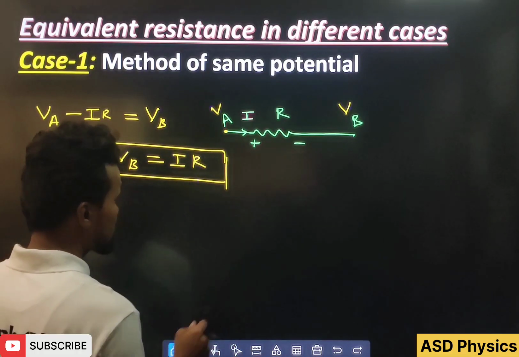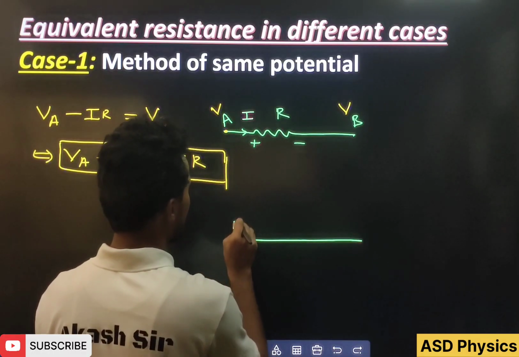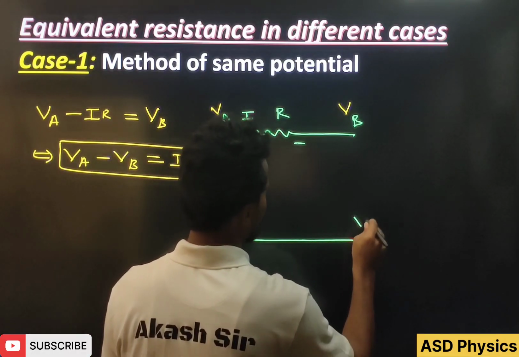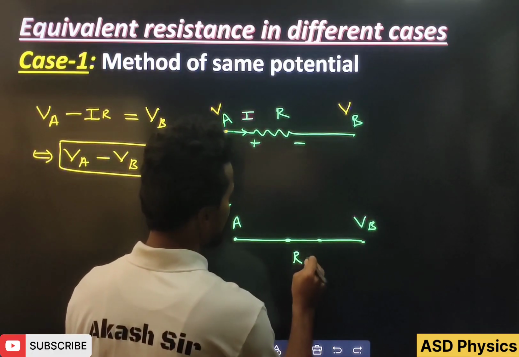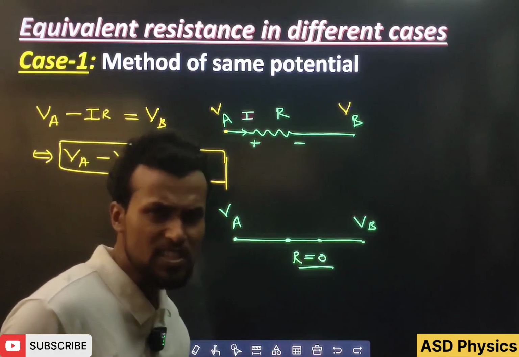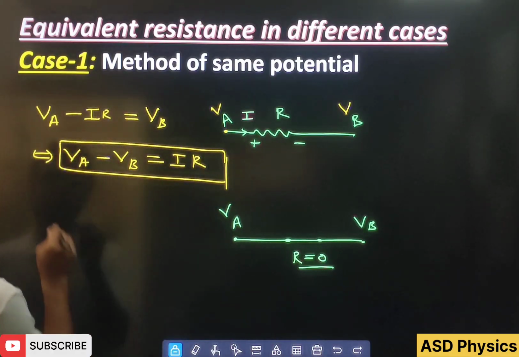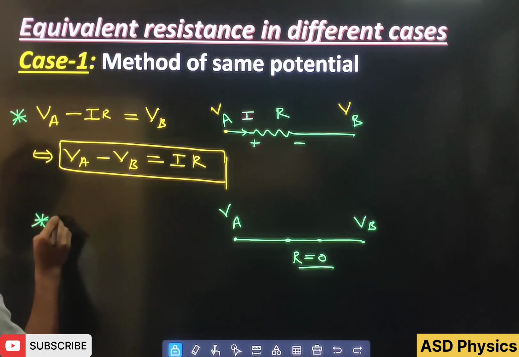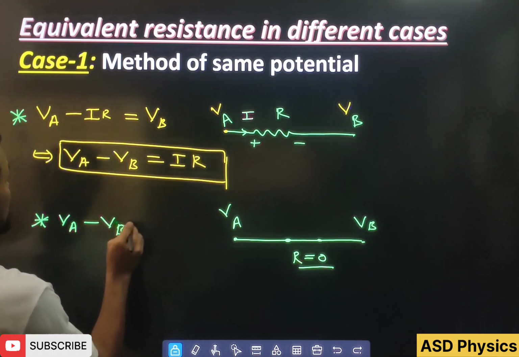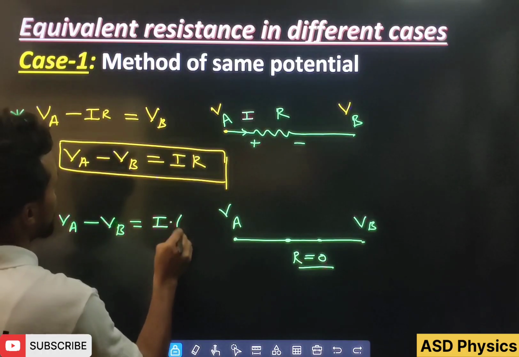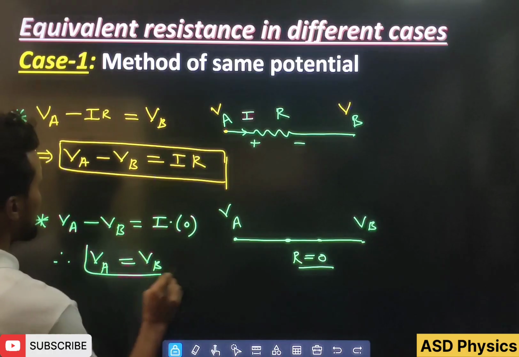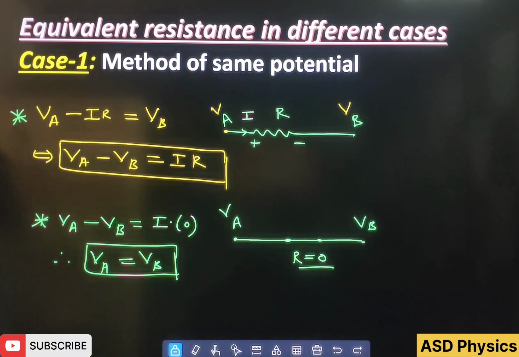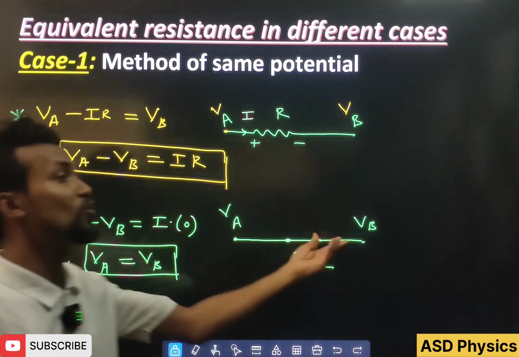But sometimes the wire is given straight. This is potential VA and here potential is given VB, and let's take this is a short circuit, where resistance is nothing. So in case of a short circuit, we consider resistance 0. Students, if the resistance is 0, then VA minus VB will be how much? I into 0. So we can say potential of A is equal to potential of B, and this is called the method of same potential. That means if two wires are shorted, then the potential of both the points will be the same.